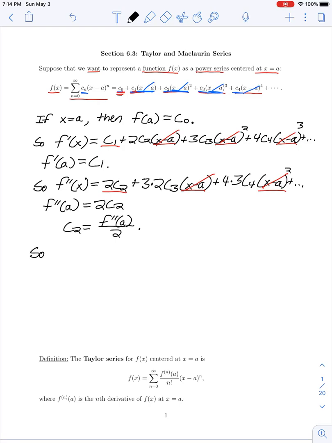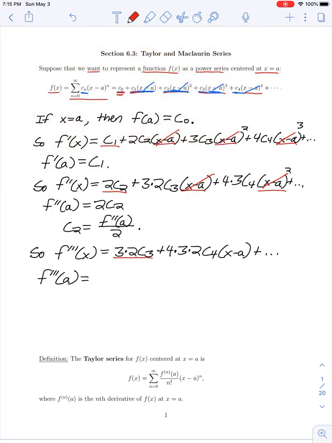So if we were to keep differentiating, let's look at what we have for f triple prime of x. F triple prime is given by 3 times 2, c3, plus 4 times 3 times 2, c4, times x minus a to the first power, and so on. So evaluating this third derivative at x equals a, we have our initial term, 3 times 2, c3, and then every subsequent term is going to involve some power of x minus a to the first, squared, and so on.